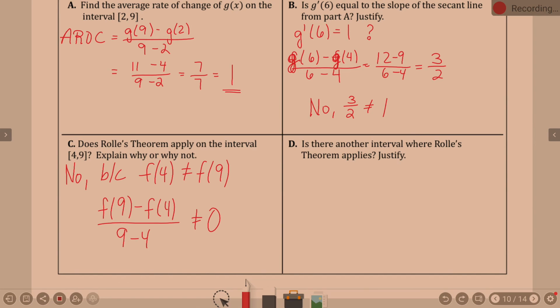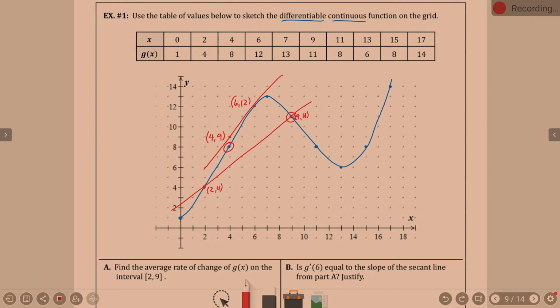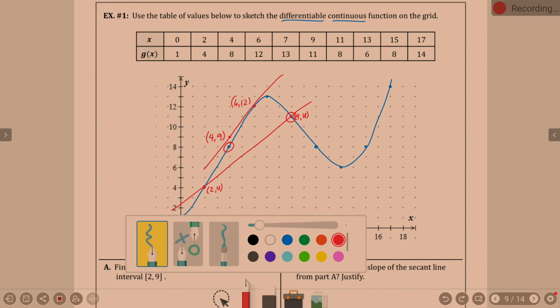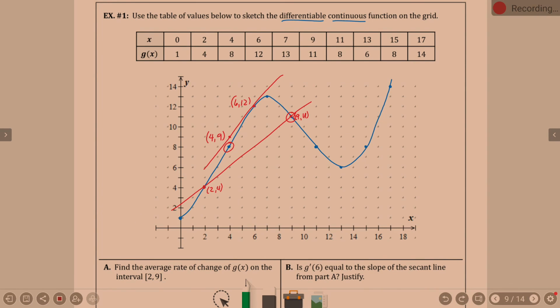We're going to push our way through D real quick because if my BenQ erases over the weekend, I'm not redrawing that. Okay. D. Is there another interval where Rolle's theorem applies? So, are there places where we could have the same endpoints? What do you see? The 4 and the 11 point? And I think there's another set. 11 and 15? Because there's actually 3 in a row there, aren't there? You would do 2 separate intervals.